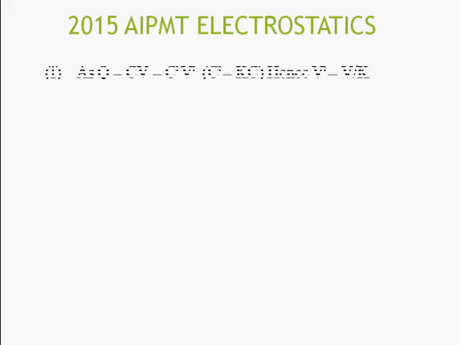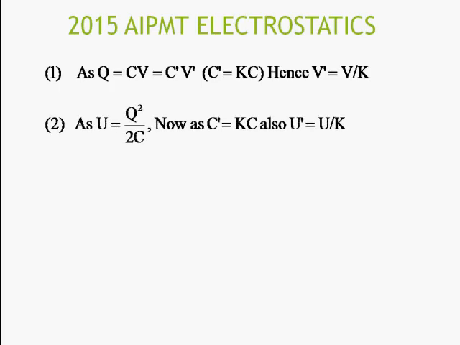The first option was regarding the voltage. As the charge has to remain constant because the battery has been disconnected, the voltage has to decrease since the capacitance has increased. Secondly, for the energy, we have 3 formulas: half CV squared, half QV, and Q squared upon 2C. But it is advantageous to use Q squared upon 2C because Q remains constant.